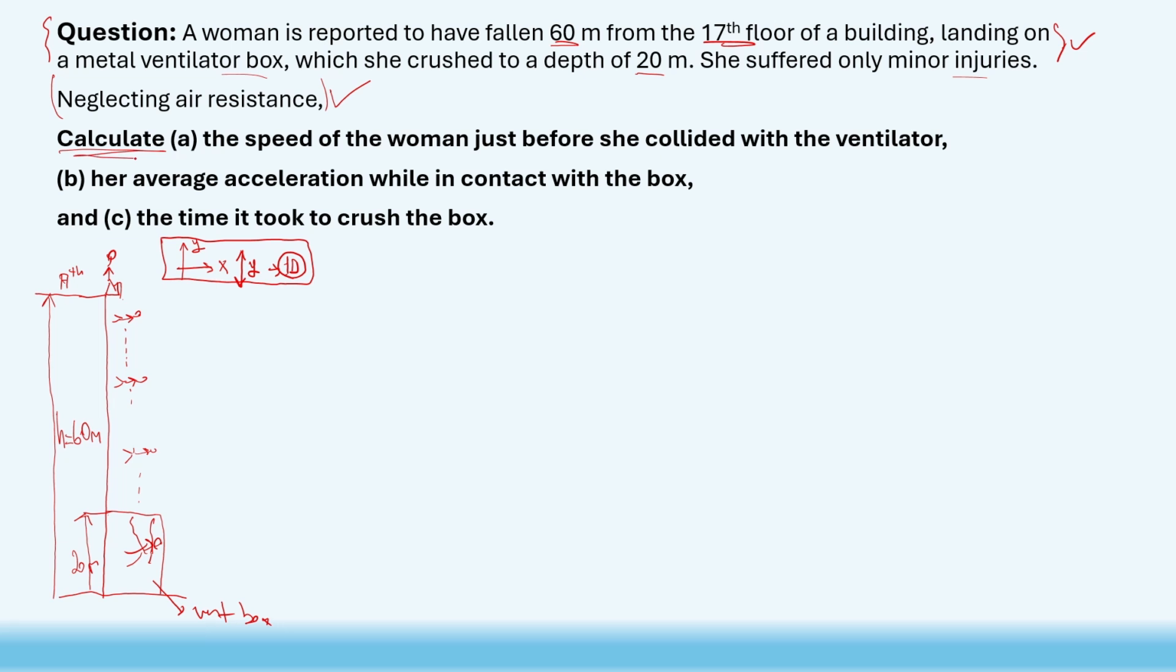Okay, first question. Calculate the speed of the woman just before she collided with the ventilator. The speed of the woman immediately before she hit the ventilator box is being asked. If you like, let's call the speed just before this collision V woman. This speed value is being requested from us. We will proceed with the answer as follows.